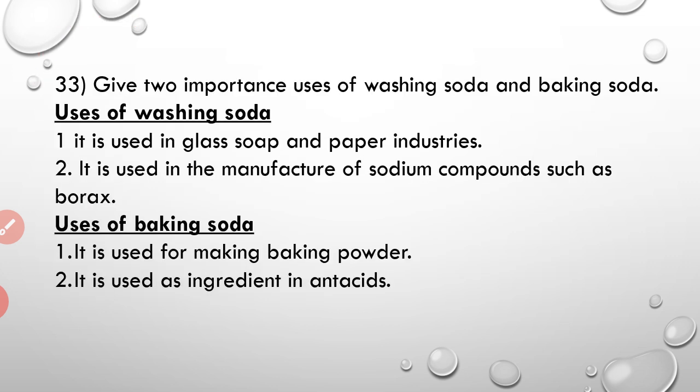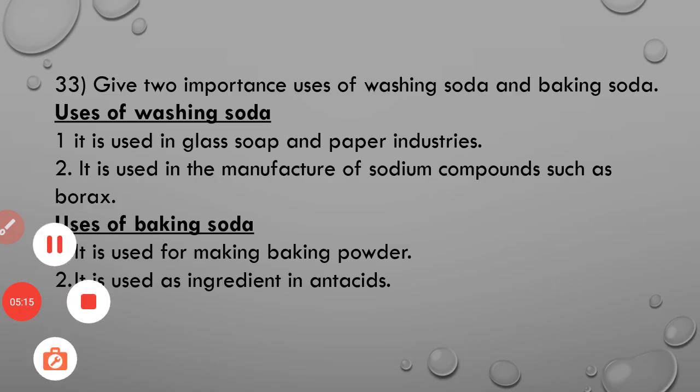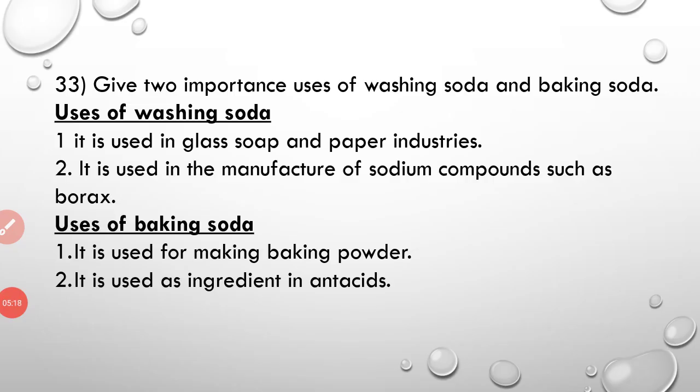The last question, give two important uses of washing soda and baking soda. This we already discussed in the previous class. So, first one, uses of washing soda. It is used in glass, soap, and paper industries. The next one, it is used in the manufacture of sodium compounds such as borax. It is one of the sodium compounds.